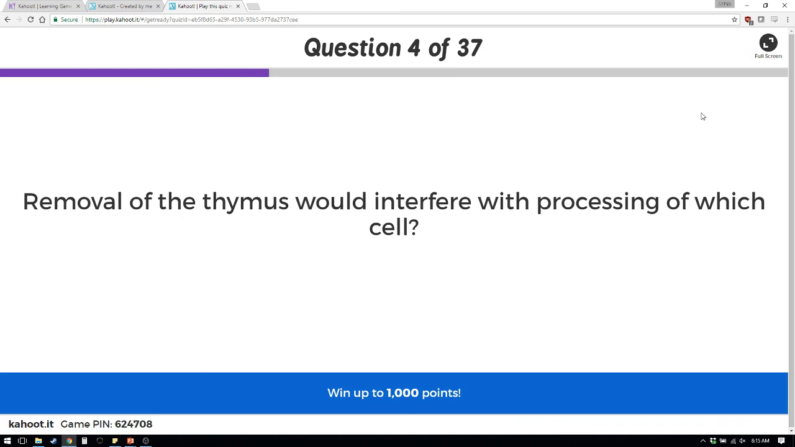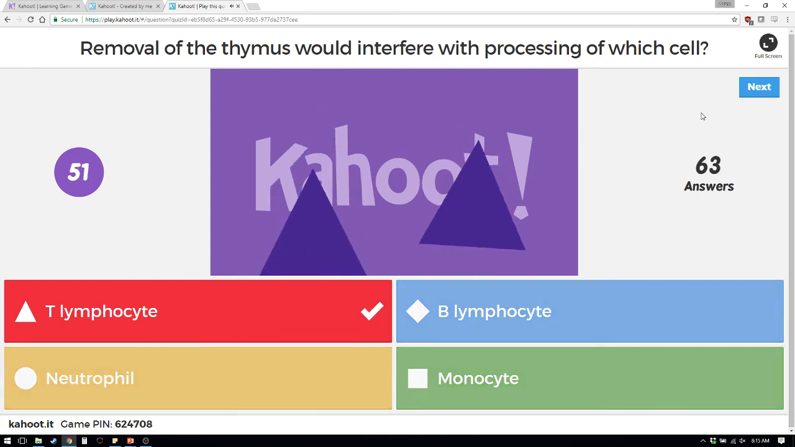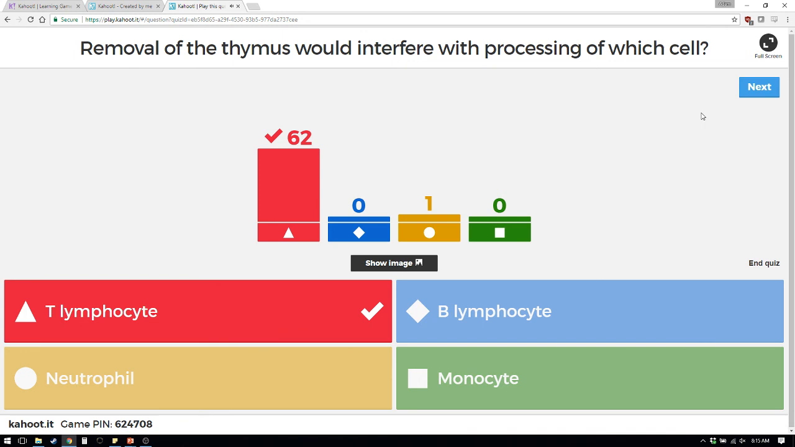Okay, let's see. Removal of the thymus would interfere with processing of which cell? Yeah, you guys are pretty smart. So what is the thymus really used for? It processes the T lymphocytes. What does it do there, though? How does it process it there? It's making sure that it's going to challenge the T cells with our own self-antigens. If anything attacks it, then it says, okay, this is not a good T cell, let's go ahead and get rid of it. So that's the main processing there. Where would these other cells be getting made? It was in the marrow, right? Yeah. All right.